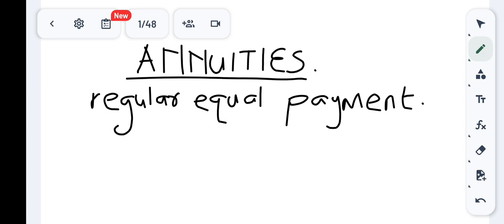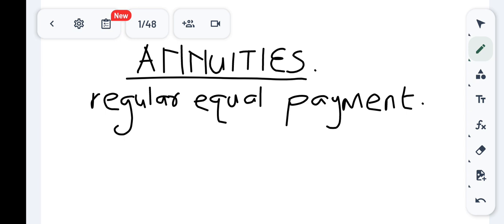Or again, let's say you borrow a certain amount of money from the bank, and then the bank says, well, you can pay us 1.2 per month. So 1.2 per month will be your regular equal payment. Okay, so that is an annuity.